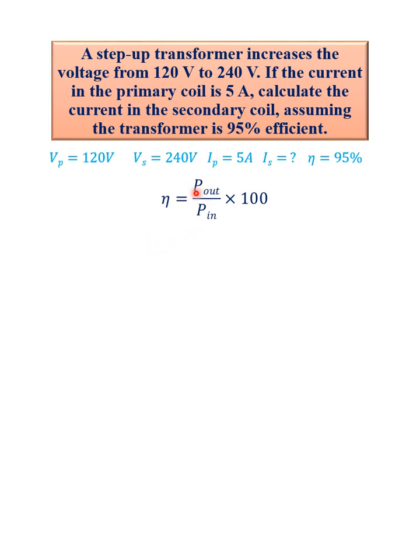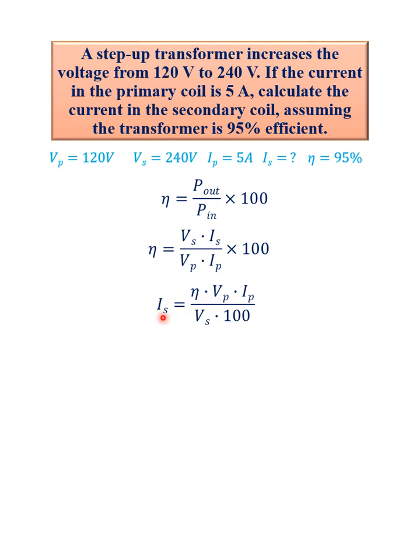If power is voltage times current, it means the power output will be the product of the secondary voltage and the secondary current. The input power will be the product of the primary voltage and the primary current. So we have that the efficiency will be Vs times Is divided by Vp times Ip, times 100. We are looking for Is, so we can make it subject of the formula. If we make Is subject of the formula, the secondary current Is will be equal to the efficiency times the primary voltage times the primary current divided by the secondary voltage times 100.